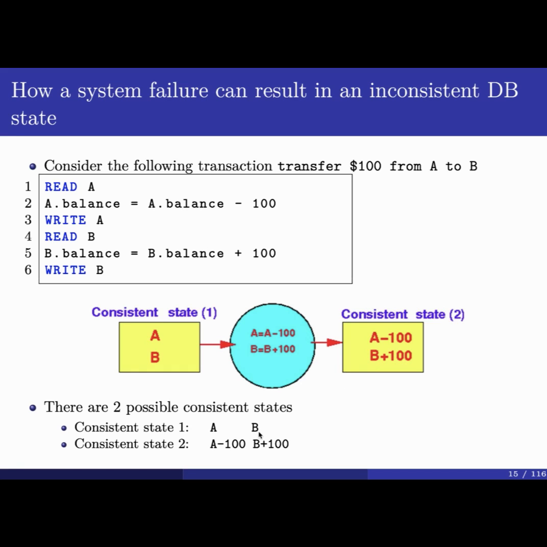So we start from A and B. When you perform this transaction, this is the other transaction. So if something bad happens in the middle here, and I start from A and B, I never reach A minus 100 and B plus 100. That means this system failure causes an inconsistent database state, because we have only two consistent states in our example.